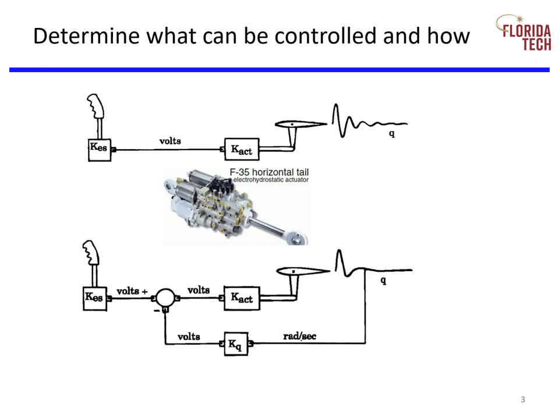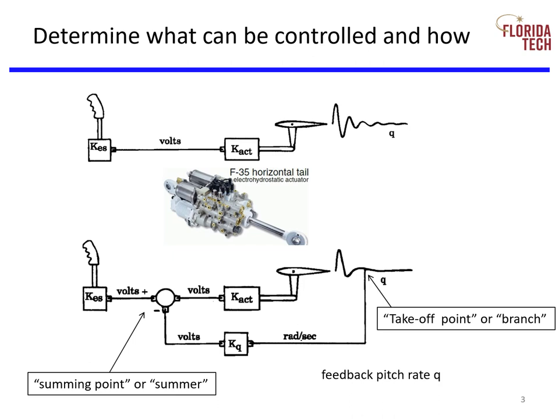Pitch rate is given by the symbol Q. So we need to grab pitch rate from a takeoff point or a branch. Pitch rate is measured and thus has dynamics. Also, it's in different units than volts. So there's a measurement/unit conversion block for pitch rate in the feedback path.